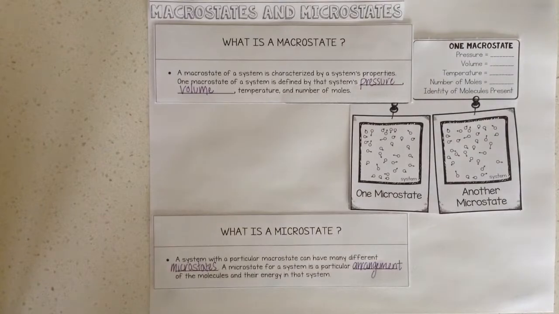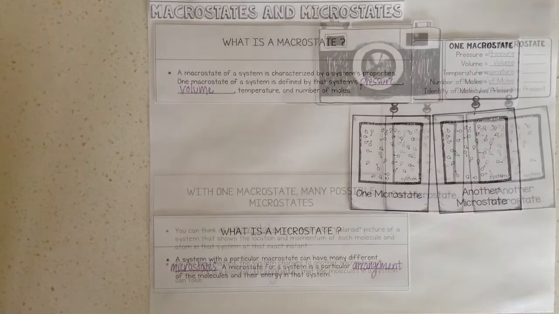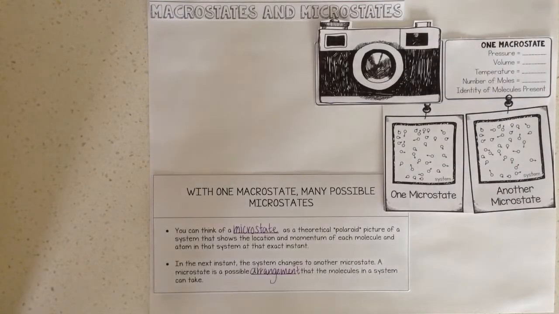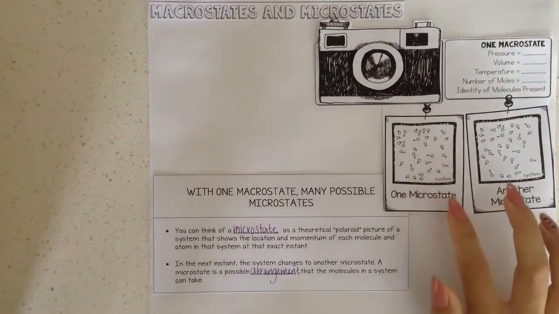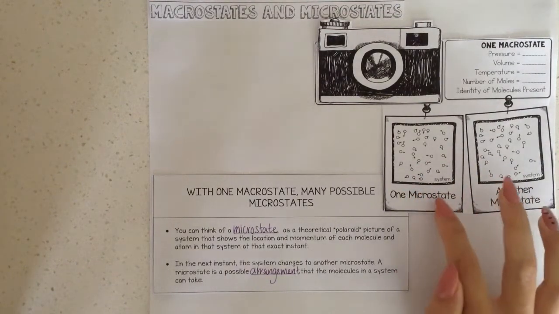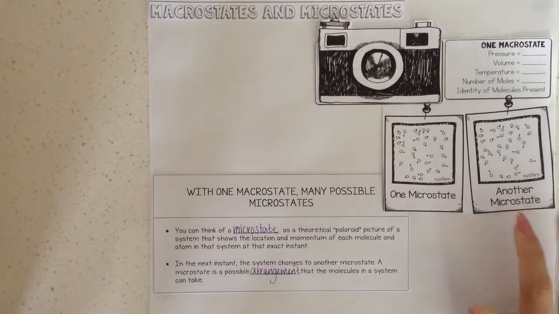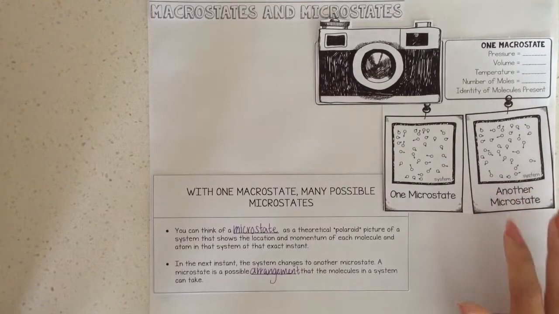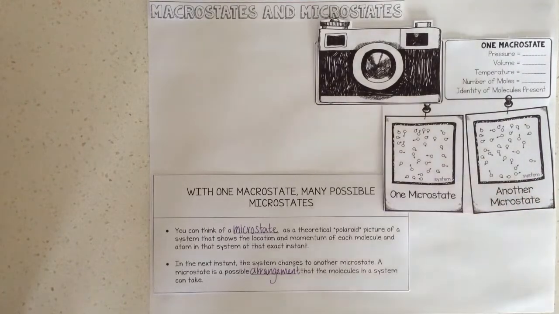A microstate. A system with a particular macrostate can have many different microstates. A microstate for a system is a particular arrangement of those molecules and their energy in that system. You can think of a microstate as a theoretical Polaroid picture of the system that shows the location and momentum of each molecule and atom in that system at that exact instant. In the next instant, the system changes to another microstate. A microstate is a possible arrangement that the molecules in a system can take.